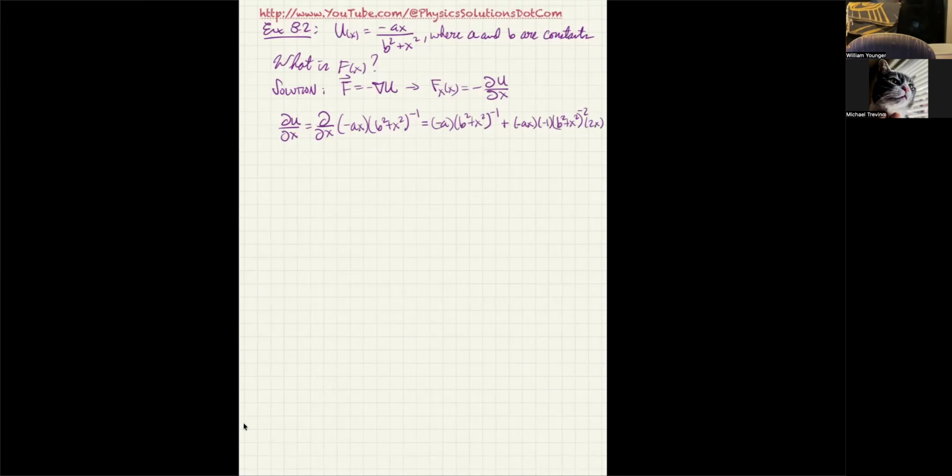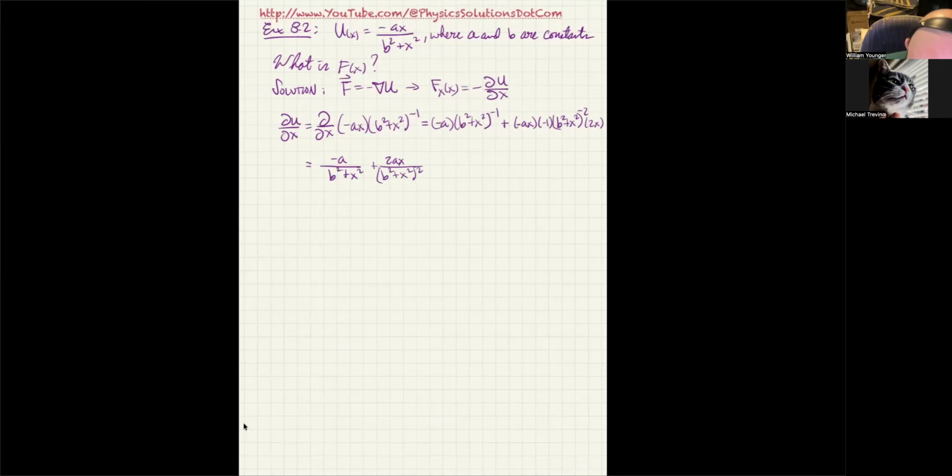Like that. So I can continue on, and what I'm going to get is negative a over b squared plus x squared. And then I'm also going to get a negative times a negative. It's going to give me a positive. So that's a positive. And now I have 2ax like that. All of that is over b squared plus x squared, and of course, that's raised to the 2 power as well.